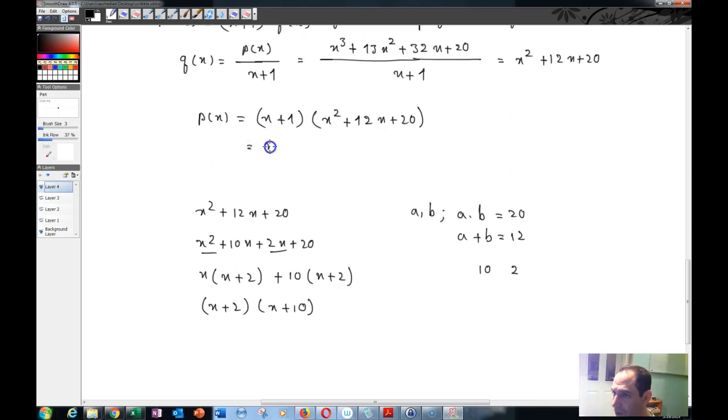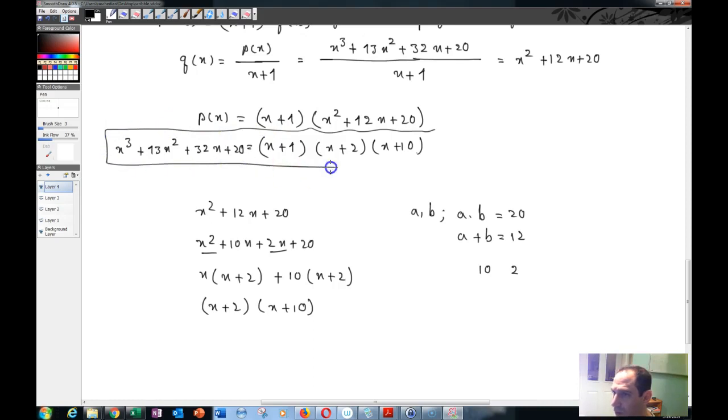So you can write this as x plus 1 times x plus 2 times x plus 10, and that is equal to your polynomial, your P of x, which is equal to x cubed plus 13x squared plus 32x plus 20. And that's basically the factorized version of this polynomial. But I guess it's enough for here for now. We have done enough exercises, and I guess we don't need to do more on this.